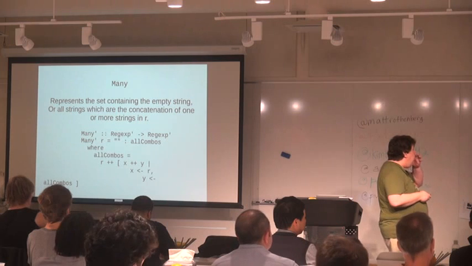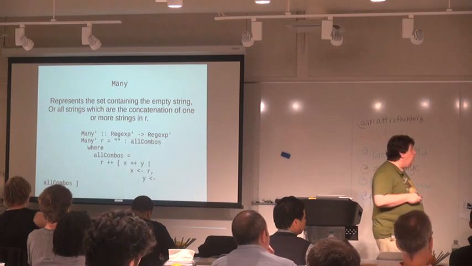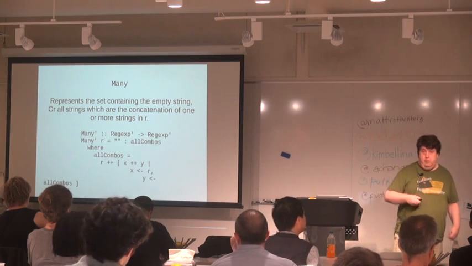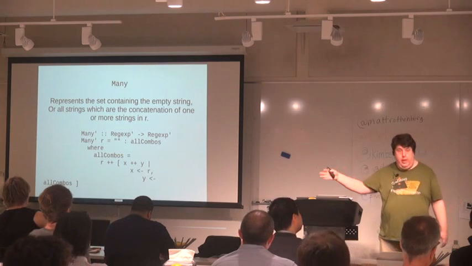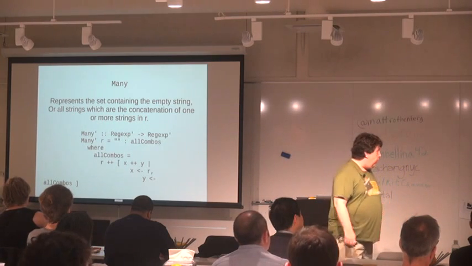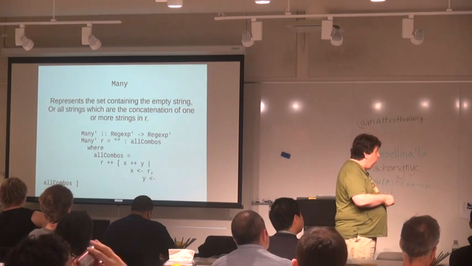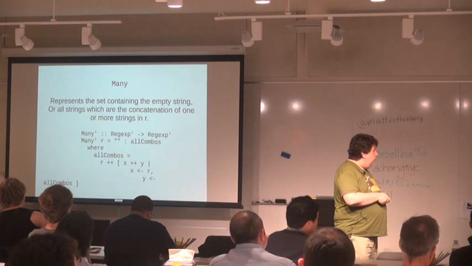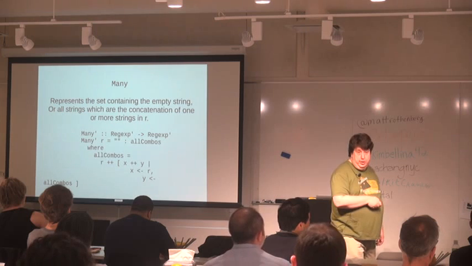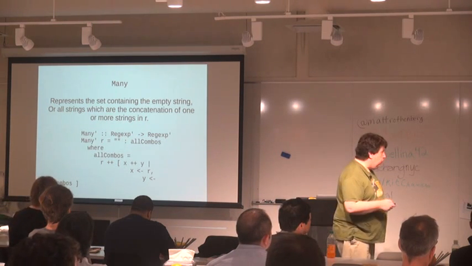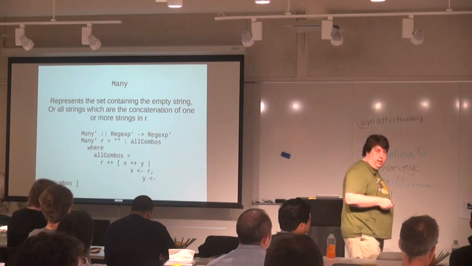Many represents the set containing the empty string or all strings which are the concatenation of one or more strings in R. This is basically your Kleene star, your X star in regular expression languages, right? So our intuition pump is either the empty string, followed by all combinations of concatenating strings in R. And I'll let you work out the code. It works out exactly like you think it does.